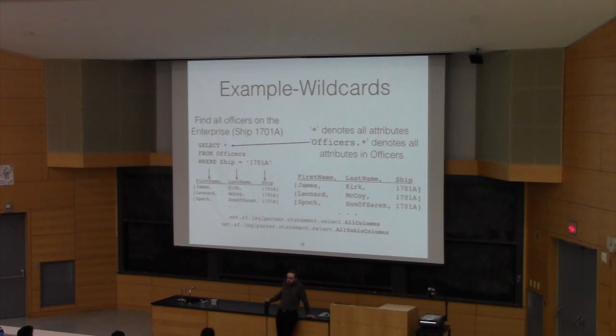In JSQL parser, the output you will get in your target list is either a set of expressions, where expression is a class, or you might get all columns, an instance of the all columns object, or an instance of the all table columns object. So the all table columns and all columns basically correspond to star and table.star.